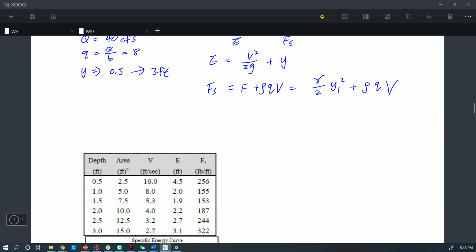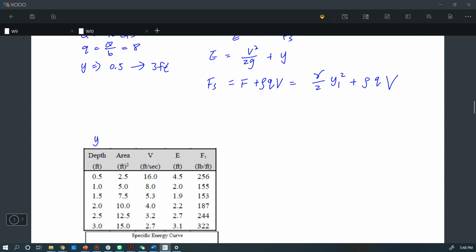So here it is. I show the calculation in this table, and I'm going to explain how we calculate the numbers in this table. So the first column is the water depth, because we want to calculate the values for E and F with different water depths from 0.5 to 3 feet. So here is 0.5 to 3 feet with an interval of 0.5 feet.